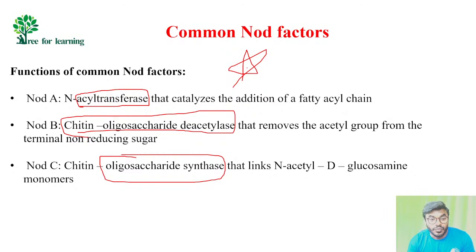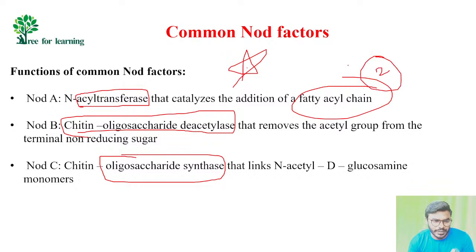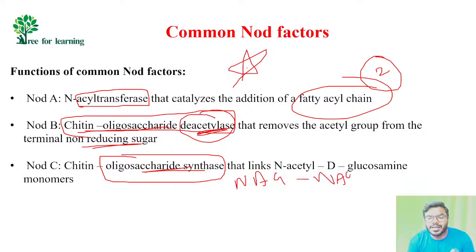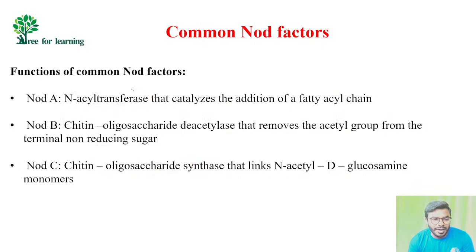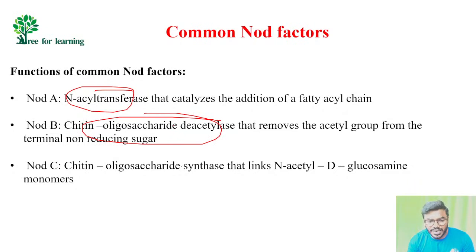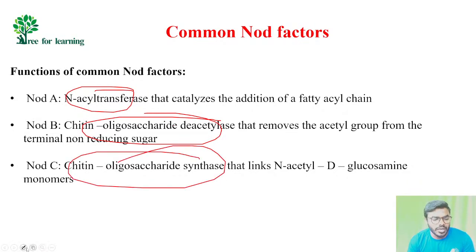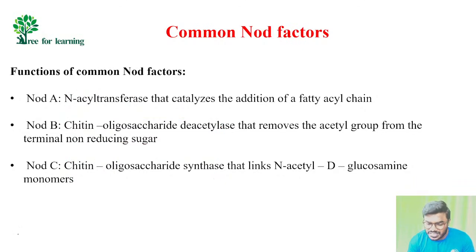Acyl transferase is adding the fatty acyl chain at the second position. Chitin oligosaccharide deacetylase is removing the acetyl group from the terminal position. Oligosaccharide synthase is joining one NAG molecule with another NAG molecule. That is what we call synthase. I want you to compulsorily remember: A will be acyl transferase, B will be oligosaccharide deacetylase, C will be, friends, oligosaccharide synthase. I want you to remember these 3 without fail.